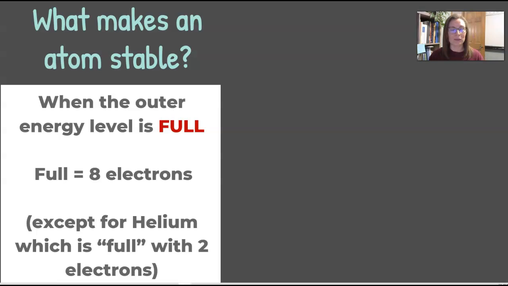There is one exception to this. Helium can have a full outer shell with only 2 electrons. Why do you think that is? I'm not going to tell you. Some of you might be able to figure that out on your own, and we'll talk about it in our synchronous class.